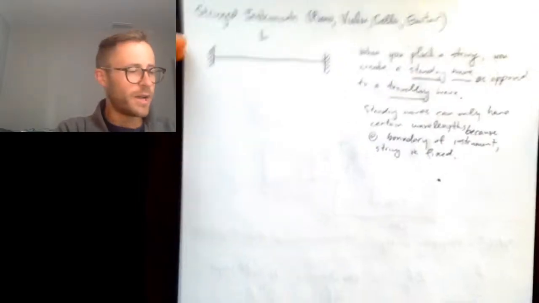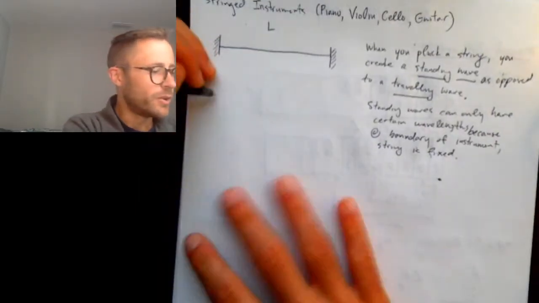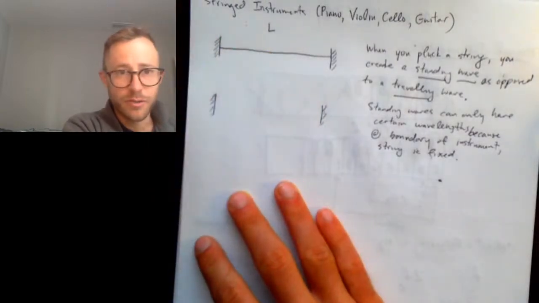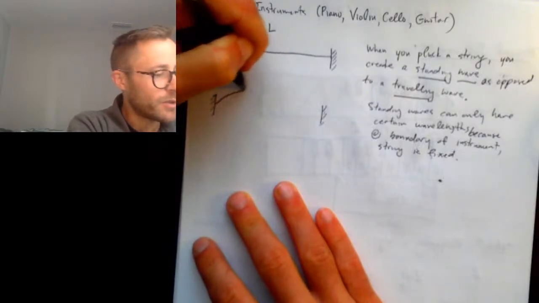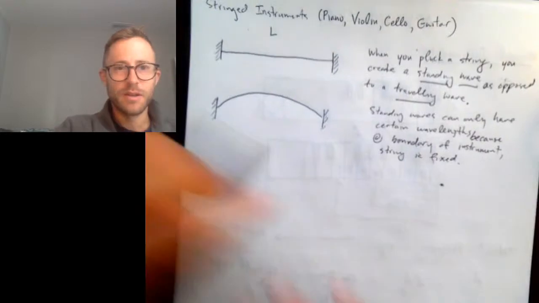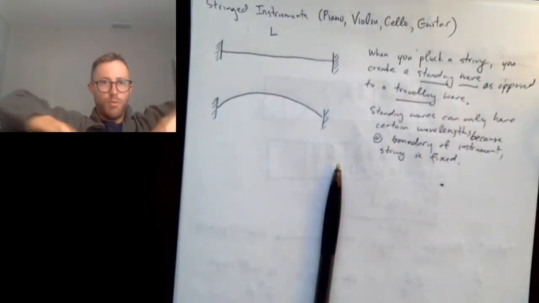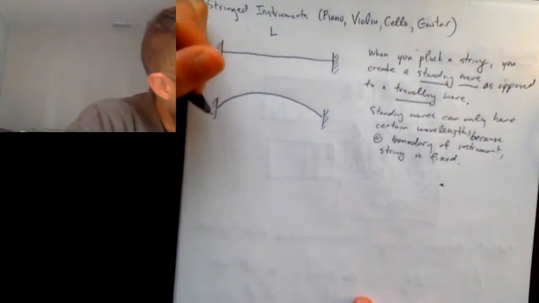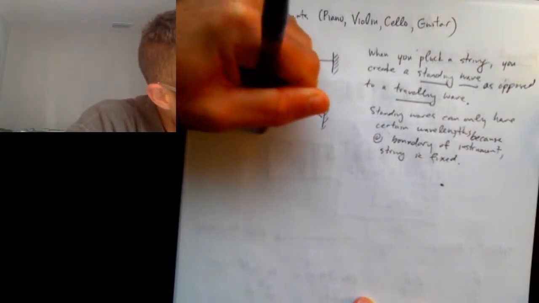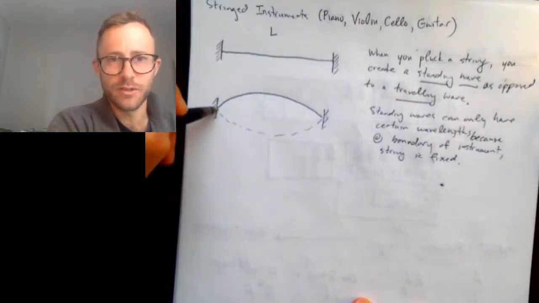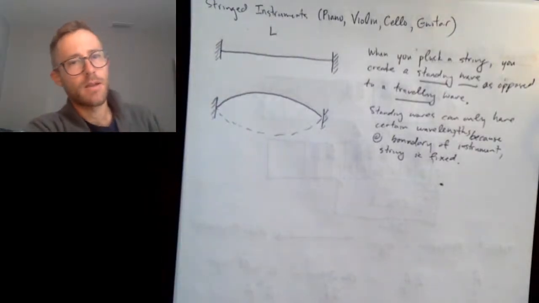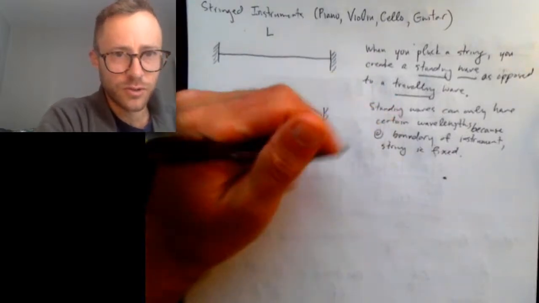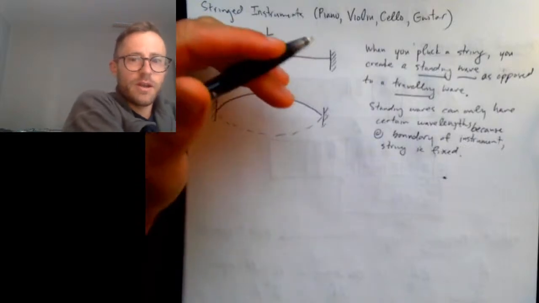Okay? So imagine you pluck this string. It's going to vibrate. Probably the vibration is going to look something like this. It depends on the way you pluck it, but it's going to go up for half the time. It's going to kind of go boing, boing, boing, boing. And then it's going to go down for half the time. So you can see that the ends of the string never move because they're stuck. Okay? So standing waves can only have certain wavelengths. All right?